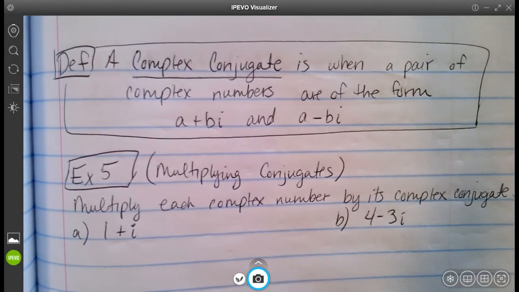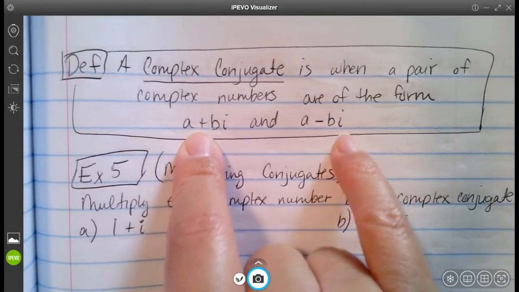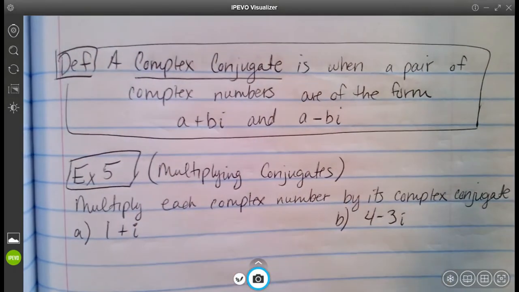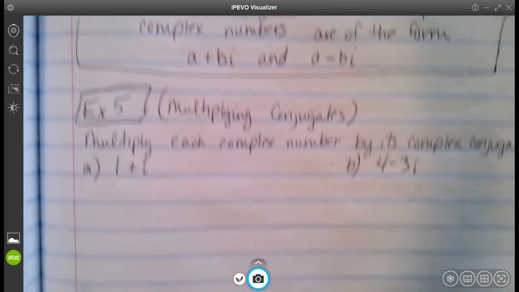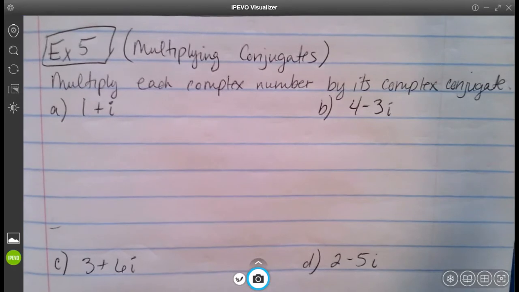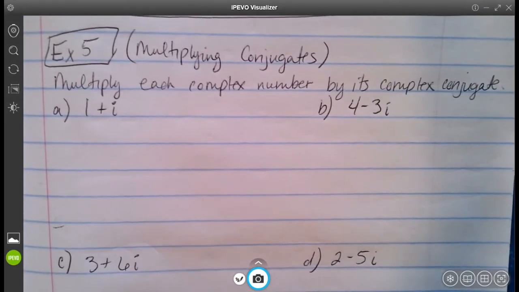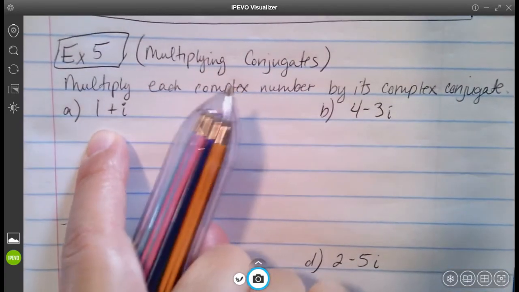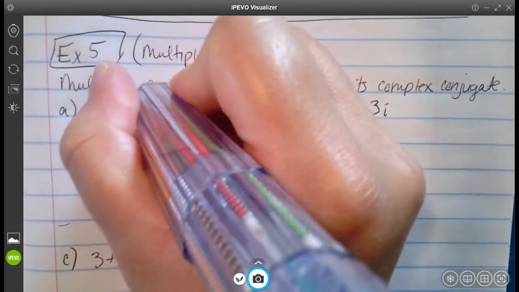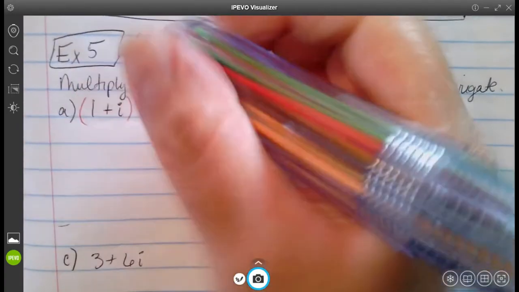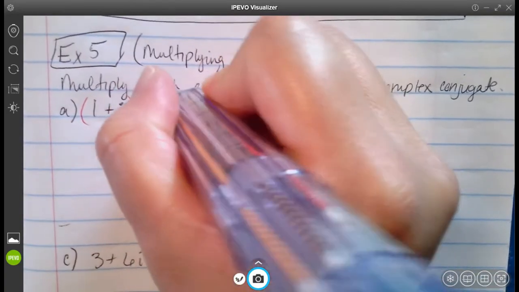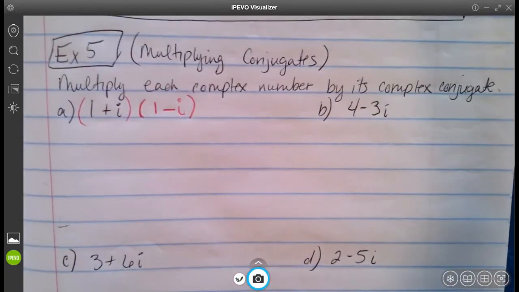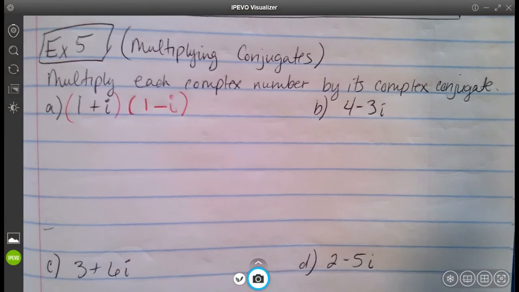This would actually be called a complex pair right here, okay? So we're going to go right into an example, or several examples. It says multiply each complex number by its complex conjugate. So the complex conjugate for this one would be, and I'm going to put this in parentheses, 1 minus i. Okay, and then we just perform the multiplication.